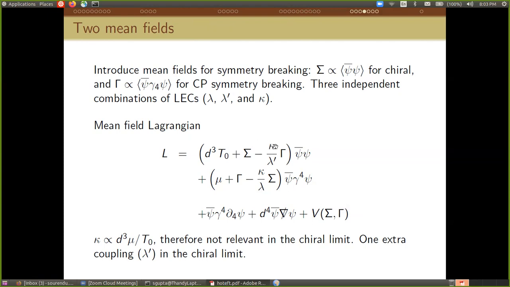It turns out that this kappa, this coupling constant, is like mass times chemical potential divided by T0. And so if you are working in the chiral limit, this term kappa does not matter. Okay. So in the chiral limit, instead of three helices, I have only two helices. One which we have met before and a new one. Okay, what is the effect of this?